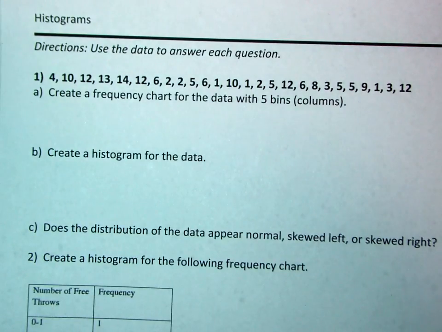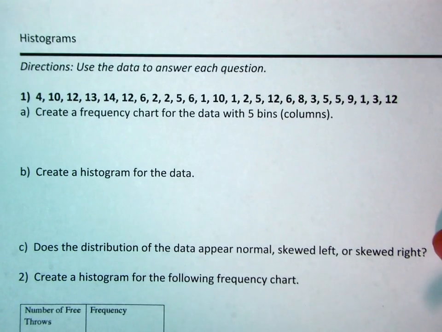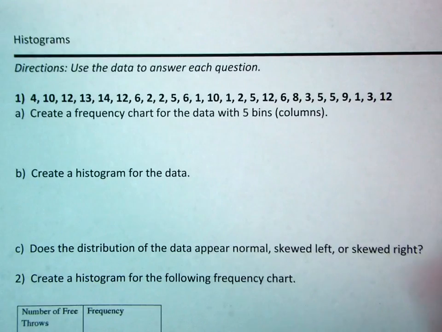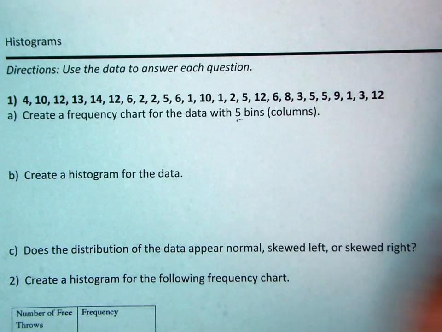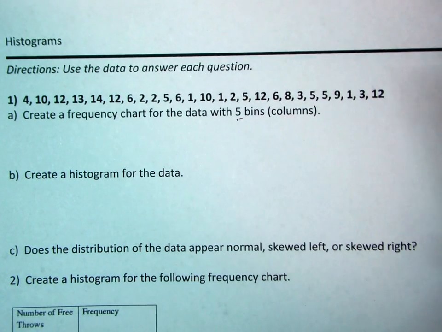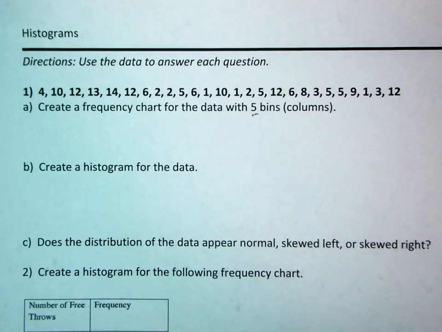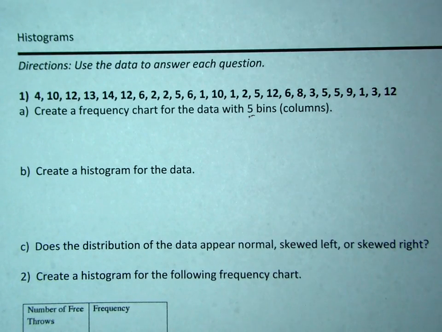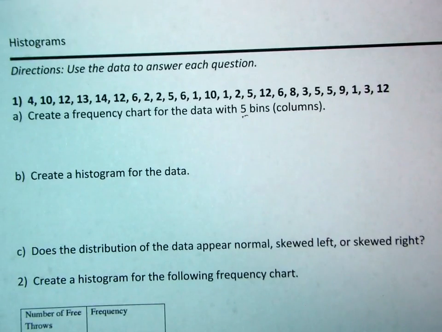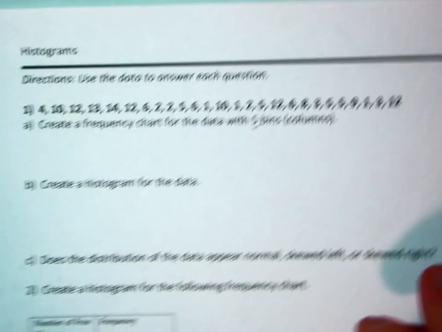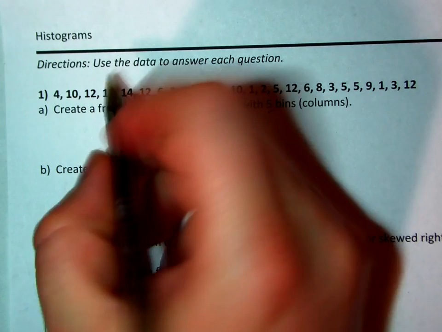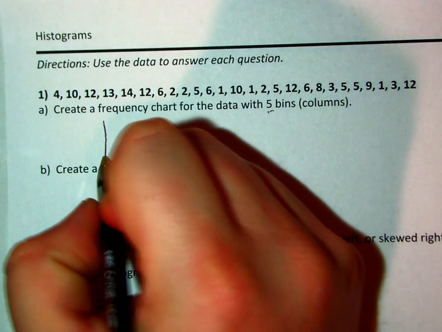Today we looked at histograms in class. And so I'm going to set up this histogram with you. The instructions tell us that we need 5 bins. In other words, we need to break our data up into 5 different sets utilizing even intervals. So I'm going to create my frequency chart.